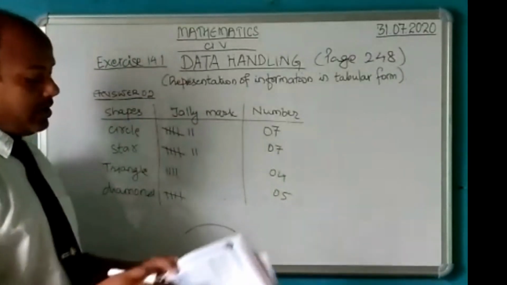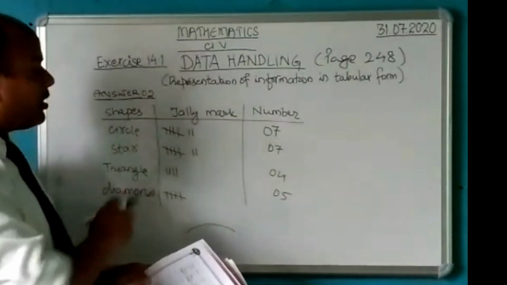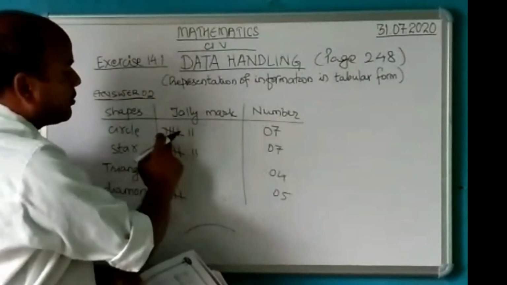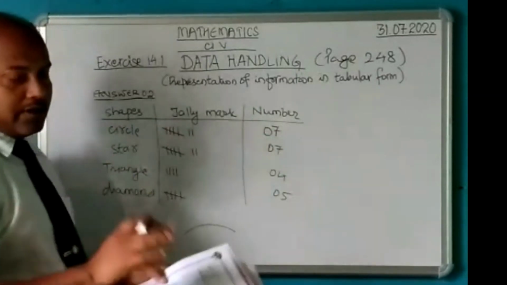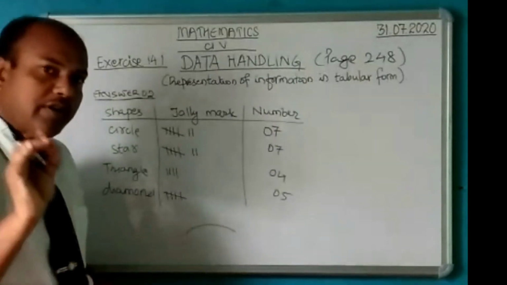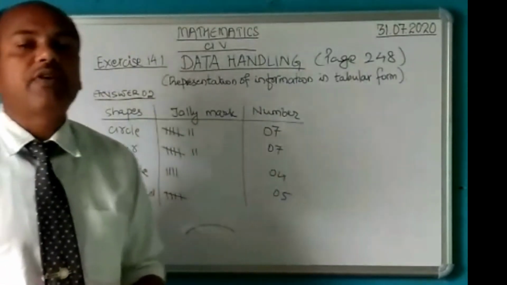It's very simple. Look at the picture, frame the table, write the item, then make tally marks and just calculate and write the total number. This is called tabulation. In question number 2, you only have to tabulate. Alright, so this is question number 2. Now get ready for question number 3.